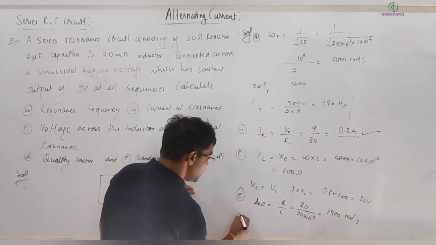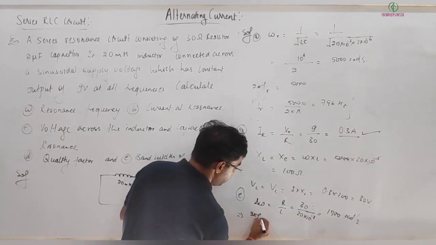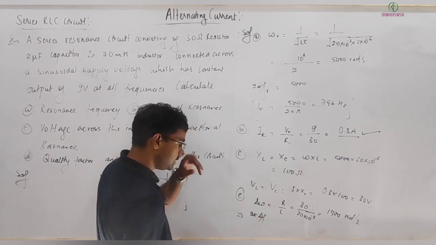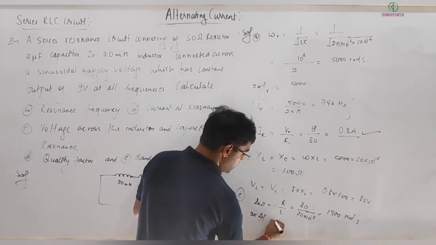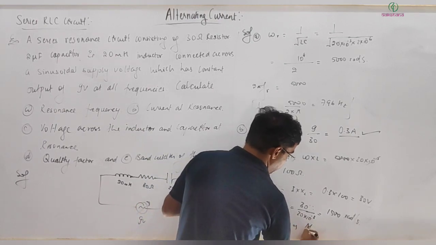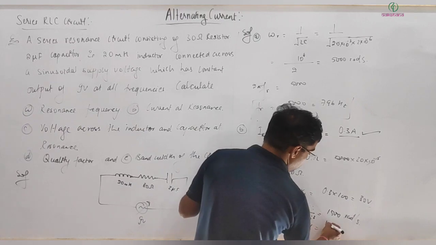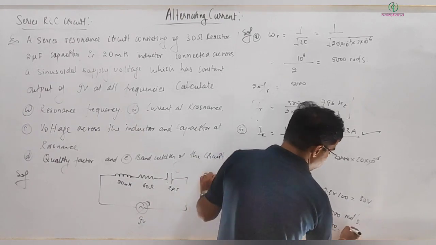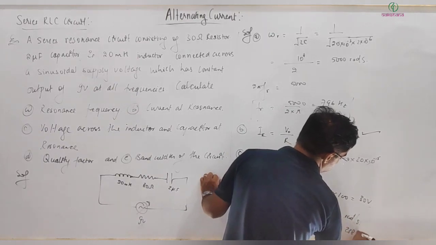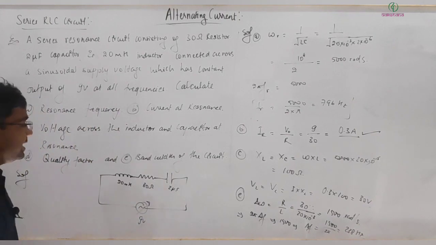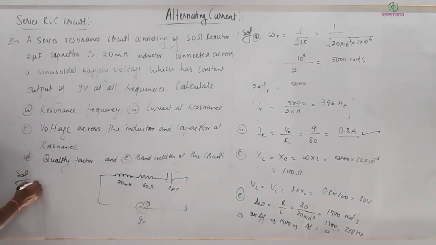This is also equal to 2 pi, or I will write 2 pi into delta f in terms of hertz. So dividing by 2 pi, delta f is equal to 1500 divided by 2 pi, and this comes out to be 238 hertz. So this is your bandwidth, and let me calculate the quality factor D here.